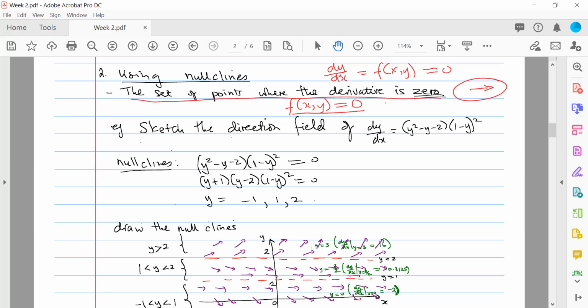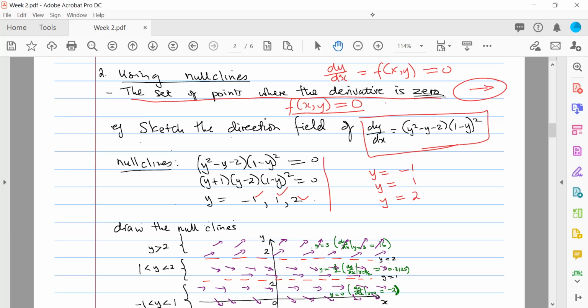So now we have our differential equation here. We can factorize, do some algebra, which some of you can do easily, and then find the set of points. So we have y equals minus 1, y equals 1, and y equals 2. You draw these lines.